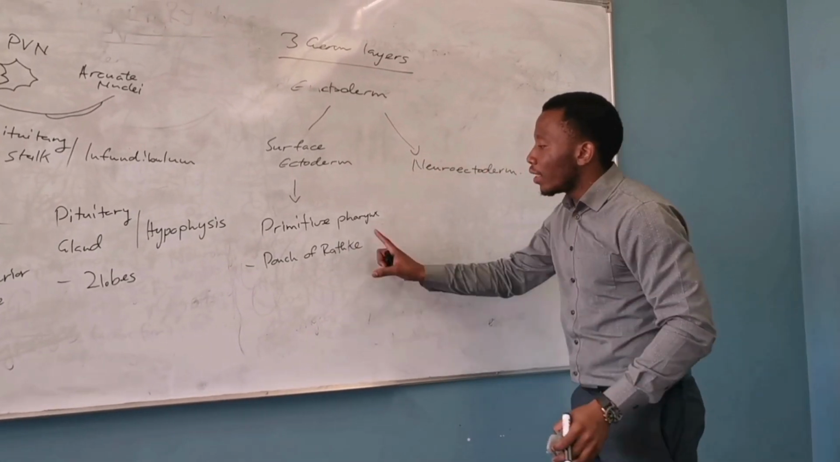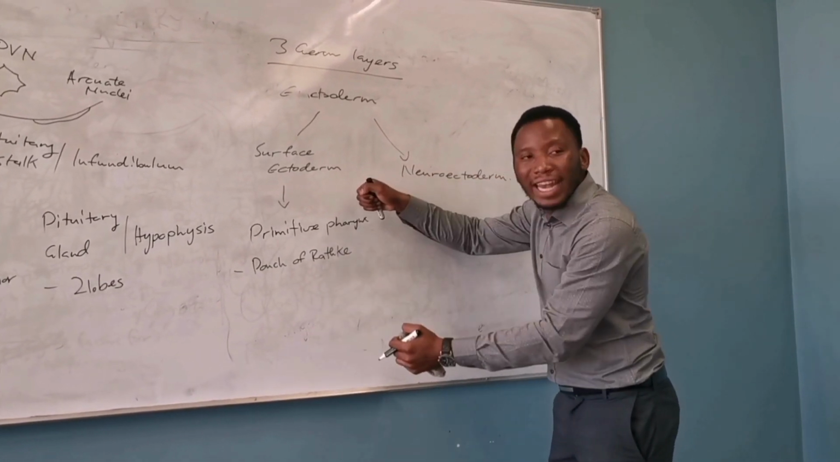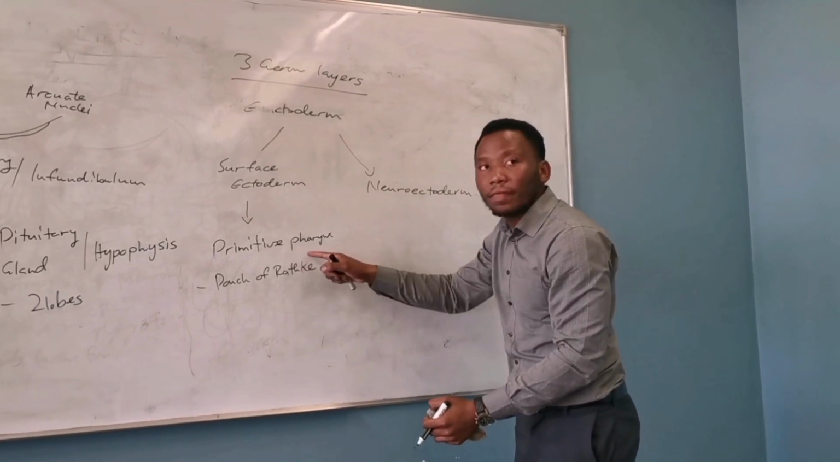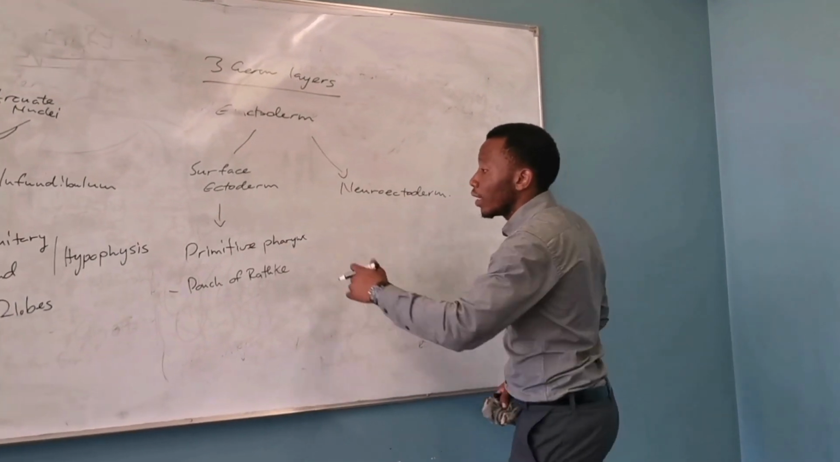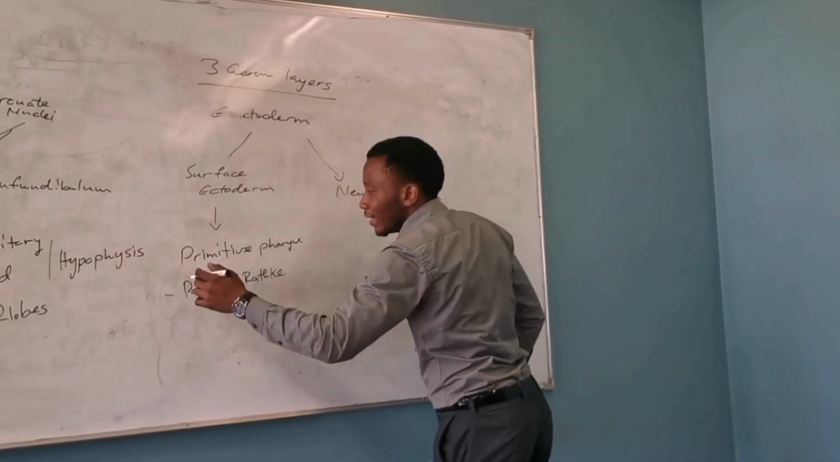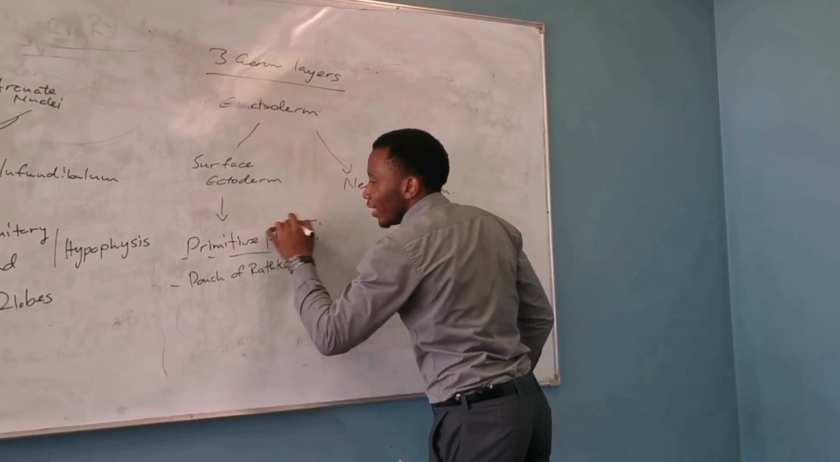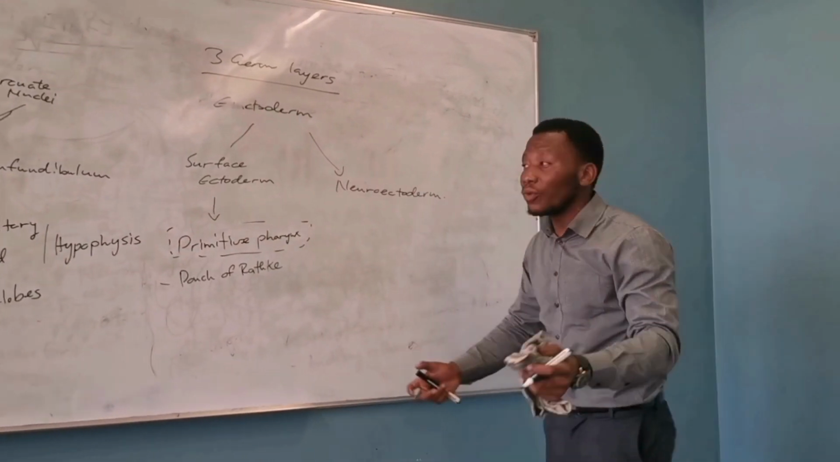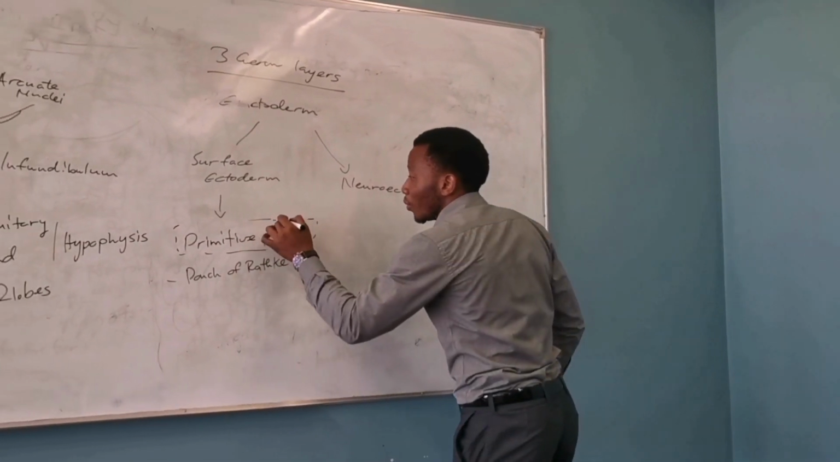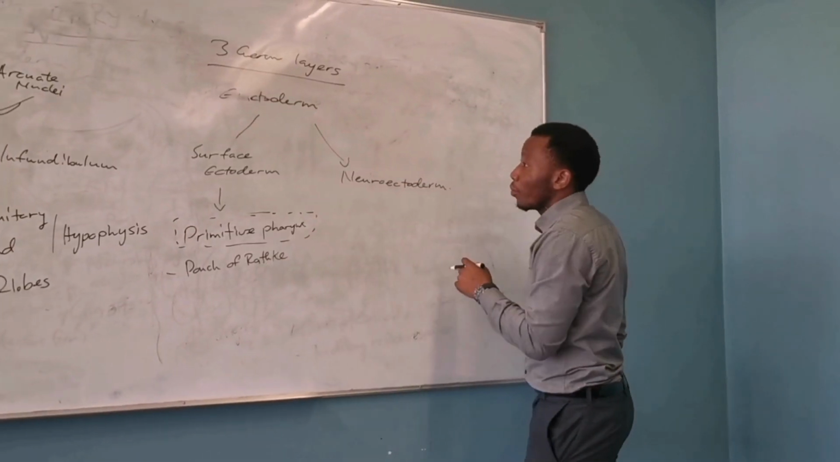With time, the pouch of Rathke disconnects from your primitive pharynx and descends to form your pituitary gland. In cases where it doesn't descend, you get something called a pharyngeal pituitary gland. The pituitary gland will remain connected to your mouth. That would be bad, man.